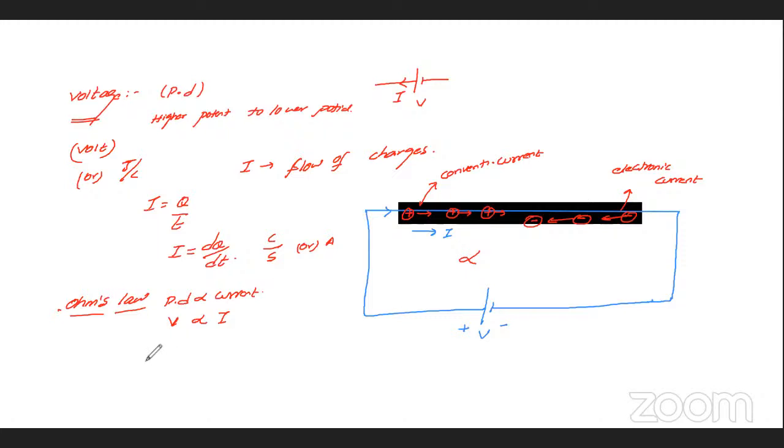Okay, so let's see in this case. In the proportionality, voltage and current are dependent on each other. So when you remove the dependencies, what will happen?